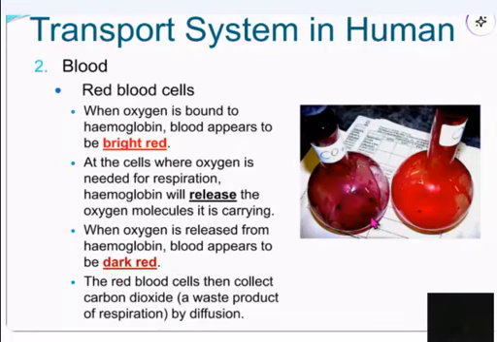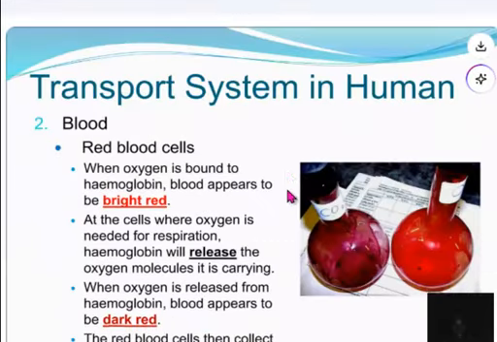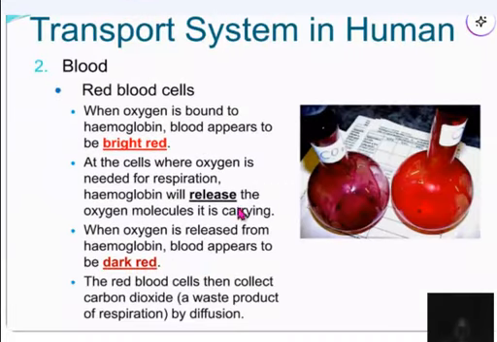The red blood cell contains hemoglobin, which combines with oxygen and carries it around. When there is the presence of hemoglobin carrying oxygen, it is bright red. You can see that here now. The purpose is that when it traps that oxygen, it takes it into the body system. Immediately the oxygen flows into the blood, it becomes this bright red. You can see that now.